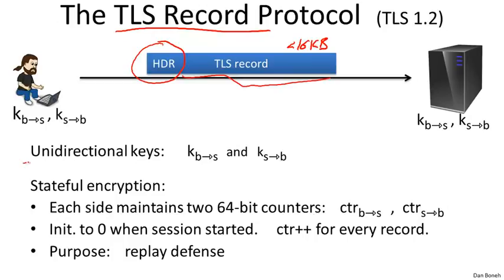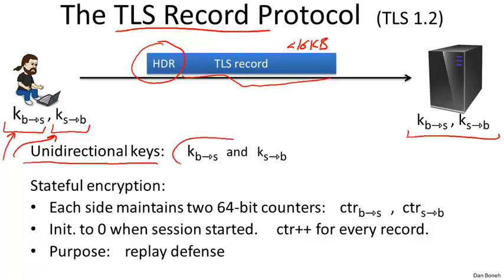Now, TLS uses what's called unidirectional keys, meaning that there's one key from browser to server, and there's a separate key from server to browser. So one key is used for sending messages from the browser to the server, and the other key is used for sending messages from the server to the browser. And of course, both sides, both the server and the browser, know both of these keys. Just to be clear, the browser will use this key to send data to the server, and will use this key to read data from the server. And the server does exactly the same thing, just with the opposite keys.